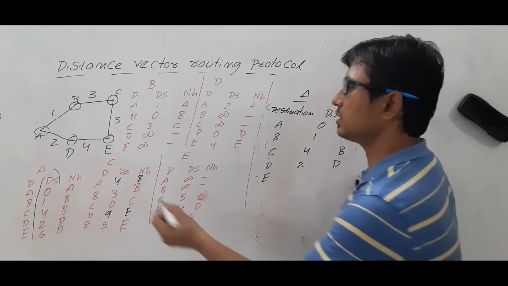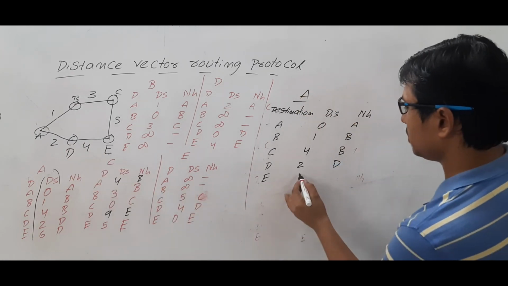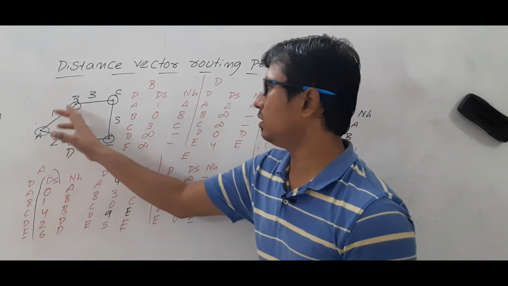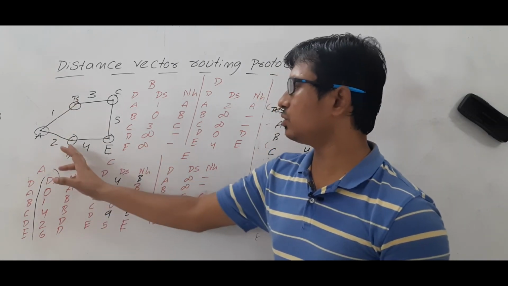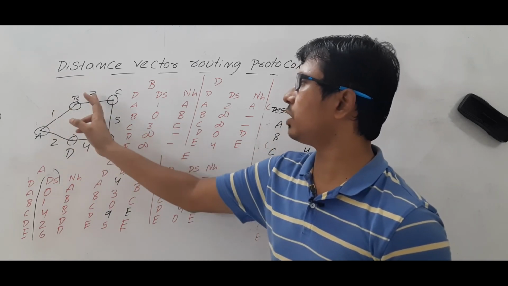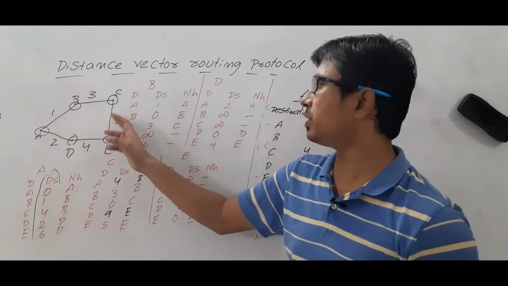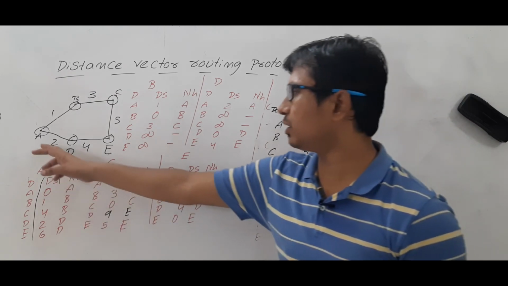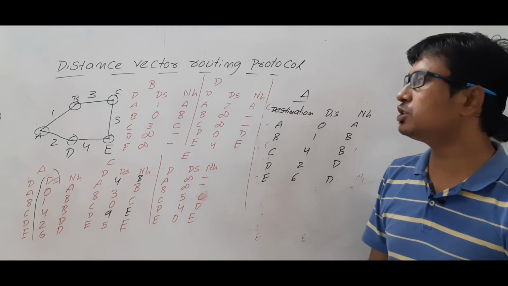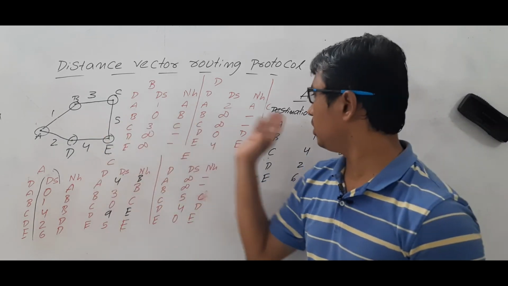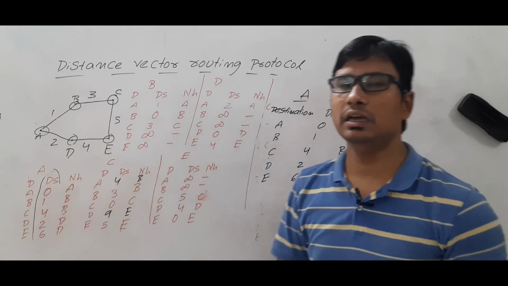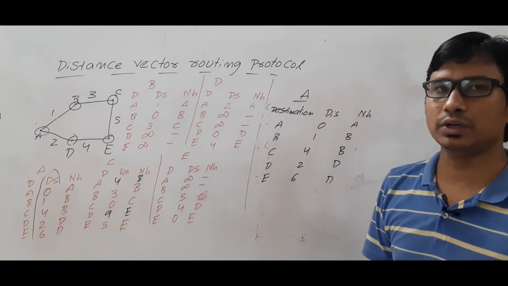A to E distance is 6 via D, because it can send the packet using the next hop B or the next hop D. Which is the smaller value? If I go via B, it is 1 plus 3 is 4, 4 plus 1 is 5, 9. If I go via D, it will be 6. So each router will come to know this information. We got A. Similarly, B, C, D and E will get their final routing tables.